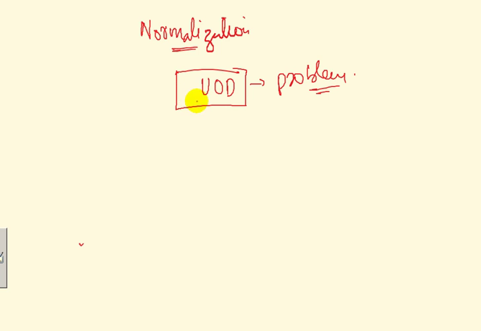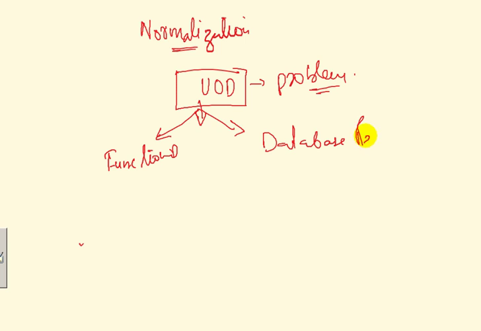Then we started making things out of it, because we said it has two requirements. One is a functional requirement and another is the database requirement. In the database requirements, it's a software engineering phenomenon. First we do the analysis, that is what the problem is.